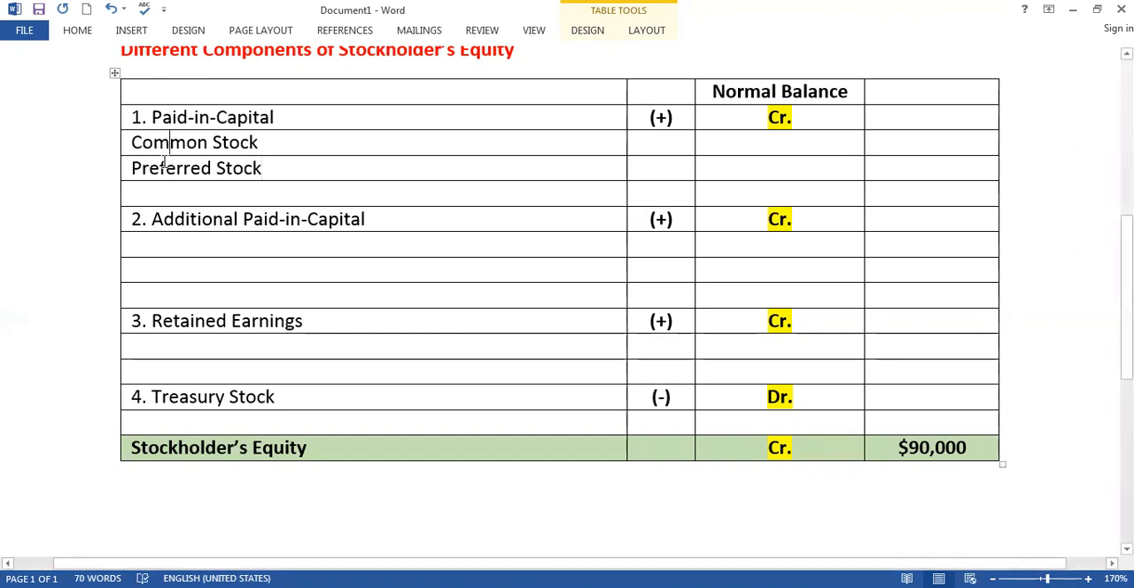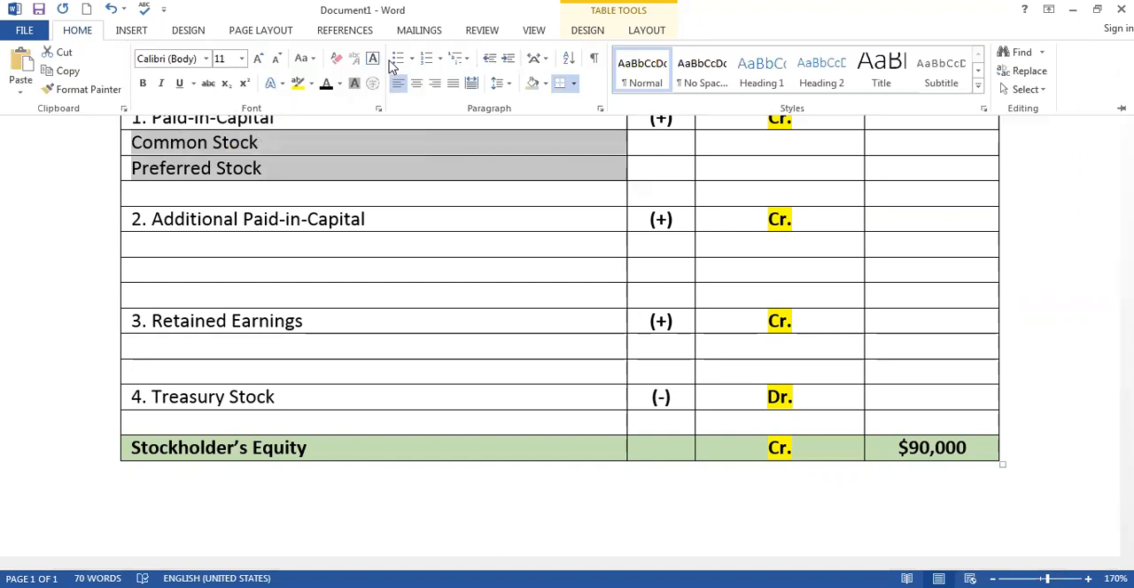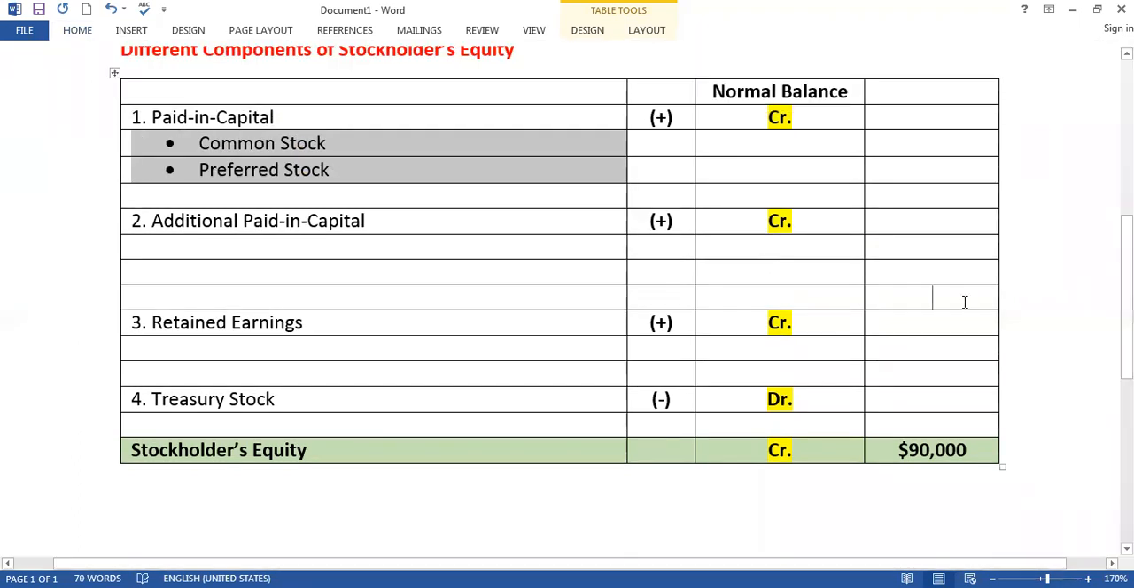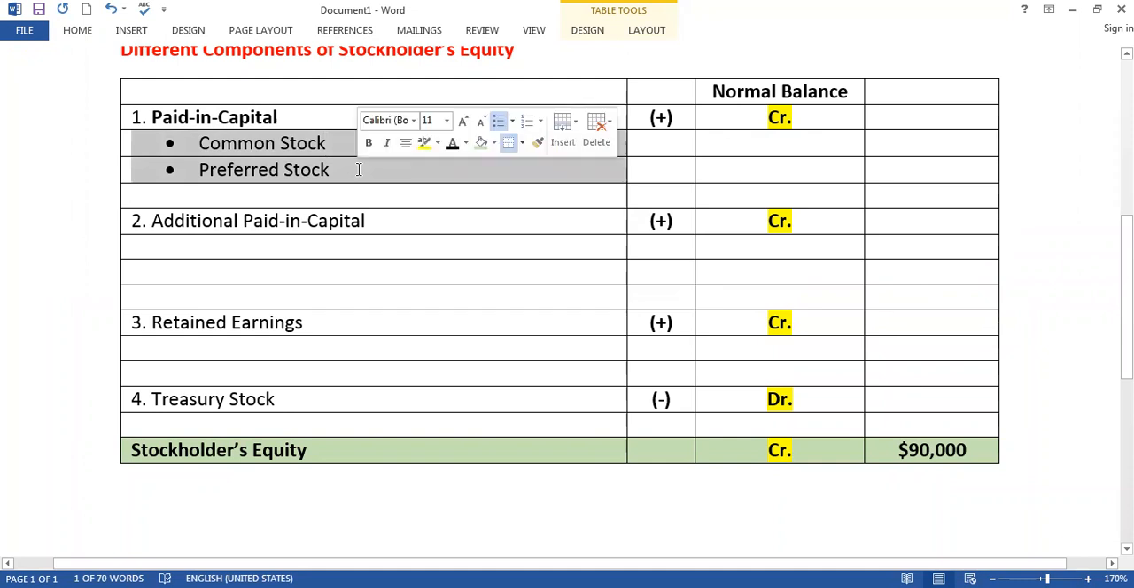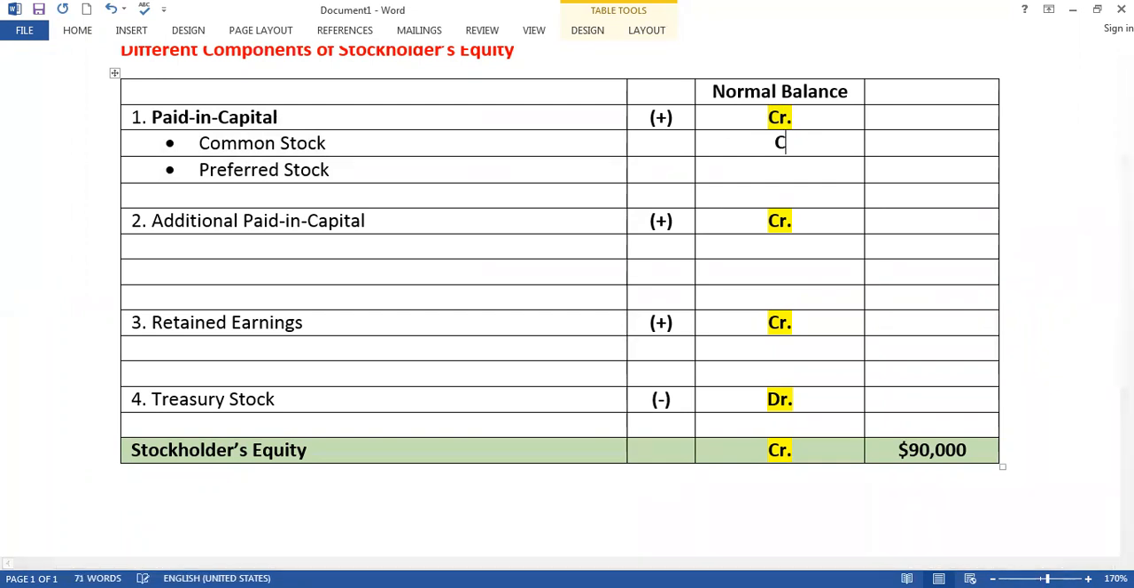So these are the two components of paid-in capital. So paid-in capital credit means their components also credit. Clear? Because we find that paid-in capital is credit, it means their components also credit. So common stock, you should always write credit. Then preferred stock, you should always write credit. So paid-in capital credit, so their components also credit.